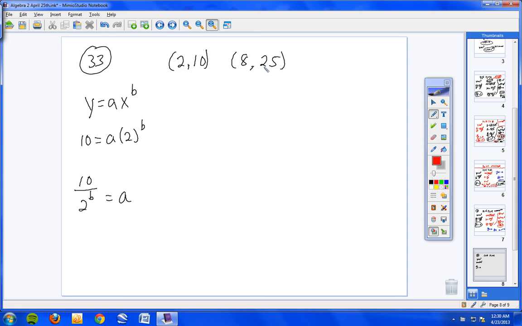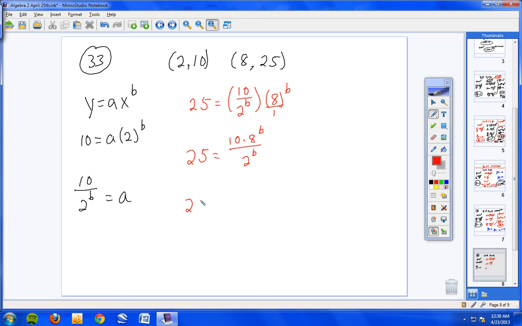Now, let's come over here, and we're going to use our other ordered pair, and we're going to substitute that ordered pair into our model, but also don't forget to substitute this in for a also. So here we go. For y, I'm going to put 25, and for a, I'm going to put parentheses and then 10 over 2 to the b power, and then of course x would be 8, and that's to the b power. Now we're going to solve for b, so what we've done in the past is we put this over 1, we multiply these together to simplify the right side. So 10 times 8 to the b, please don't put 80b, it's 10 times 8 to the b, and then 2 to the b times 1 is simply 2 to the b power.